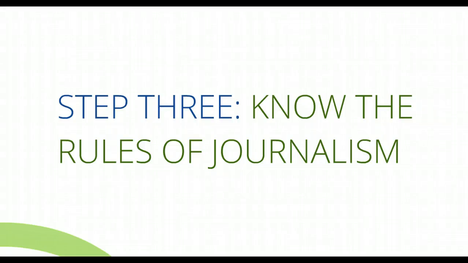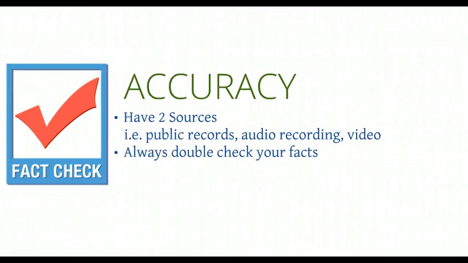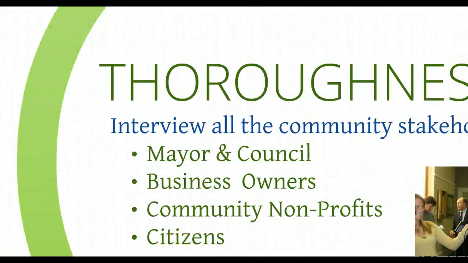Step 3. Know the rules of journalism. The first is accuracy. You should try to have at least 2 sources, such as copies of important documents, audio recordings from interviews, or even videos from the public meeting. If you are covering a major land use variance that will significantly increase the number of residents living in a given area, you want to make sure you have the right figures. As a general rule, always double check your facts to make sure you have the correct information.